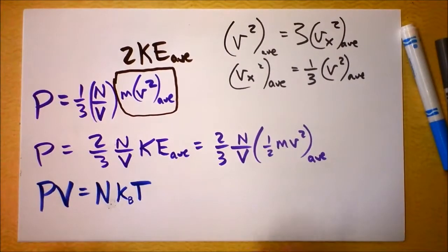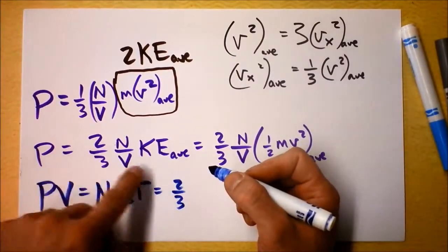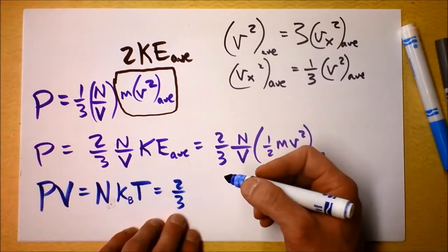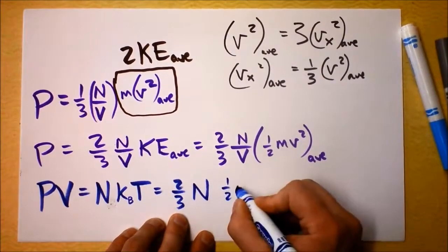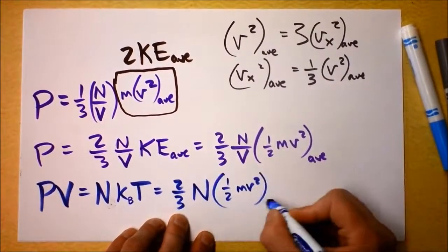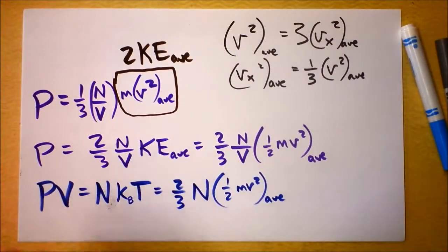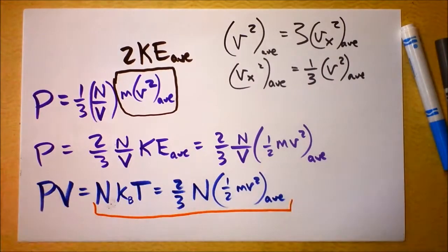Now I want to tell you that this stuff right here, that is 2/3. Check it out. I'm not going to have a V anymore because I'm supposed to multiply by V, so it'll cancel that right out. That's 2/3 times N times 1/2 mv square average. But look at these two N's right here. I'm going to take this equation right here. I'm going to look at it in just slightly more detail.